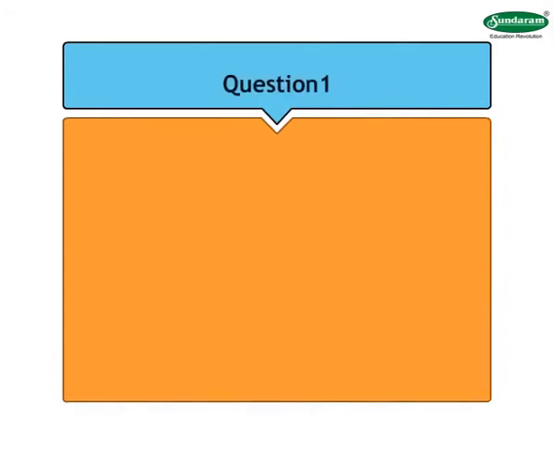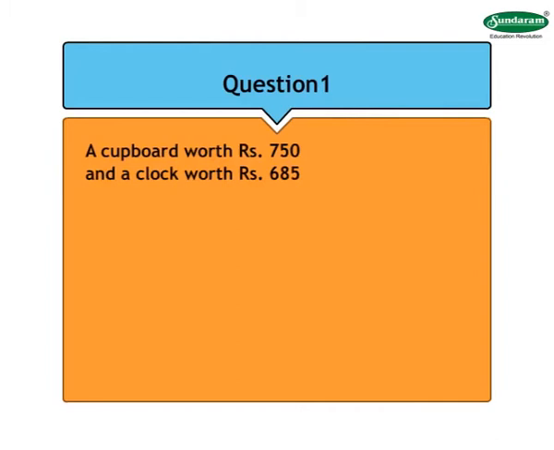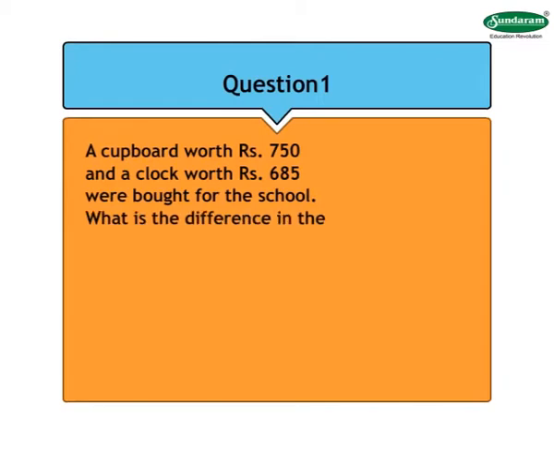We will now solve a few examples from page 45. Question 1. A cupboard worth rupees 750 and a clock worth rupees 685 were bought for the school. What is the difference in the cost of the two articles?